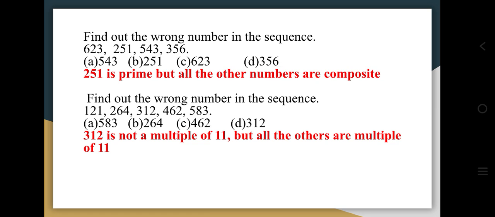We can verify the other two. 462, 4 and 2 are the extreme numbers. If you add 4 and 2, we get 6. So it is a multiple of 11, 42 into 11. Then 583, 5 plus 3 is 8. So it is 53 into 11. So except 312, all are multiples of 11. So 312 is the wrong number.